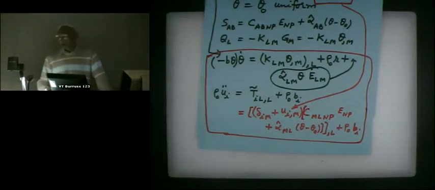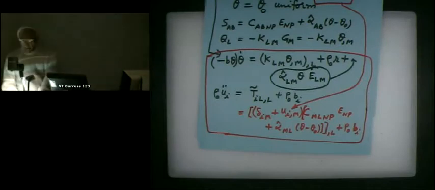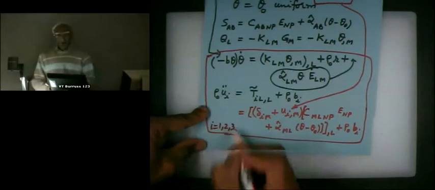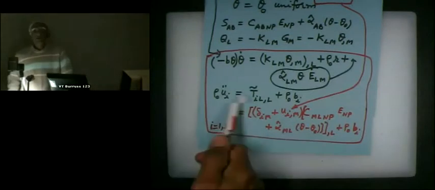These are the four equations actually, for i equal to 1, 2, and 3. So we have three equations in displacements and one for temperature.